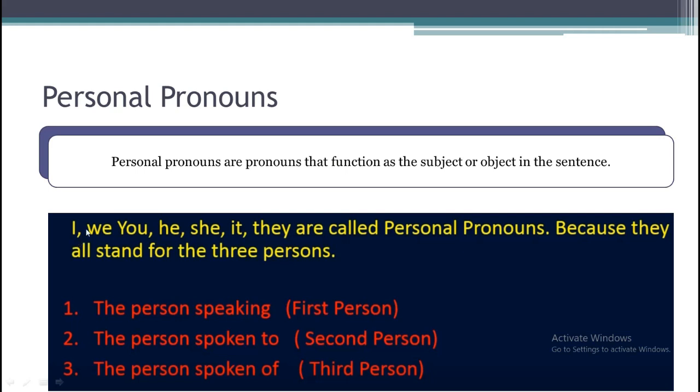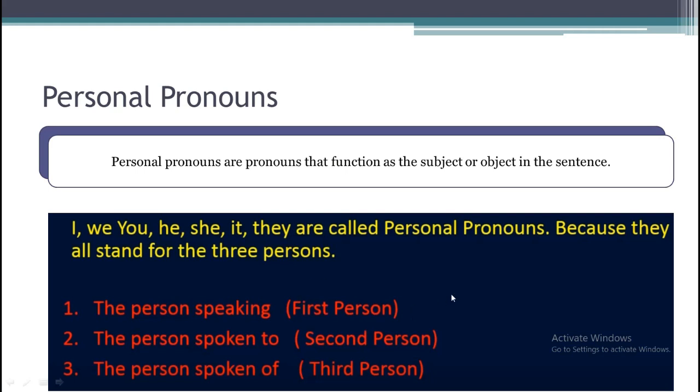Now some examples are I, we, you, he, she, it. They all are called personal pronouns because they all stand for persons. It can be any person, basically a living human being that we use these pronouns for. That's why they are called personal pronouns. There are three types of personal pronouns: first person personal, second person personal, and third person personal.